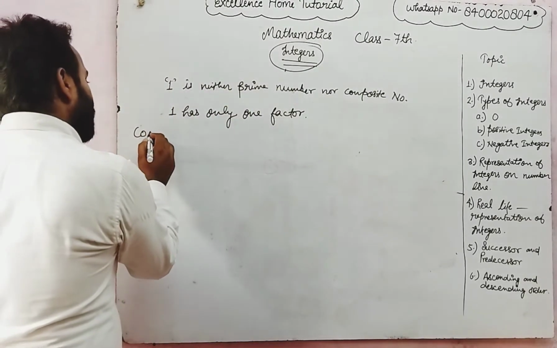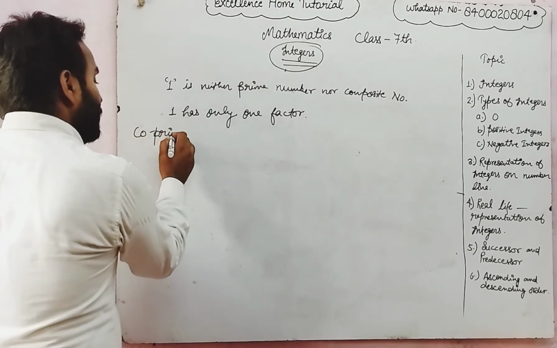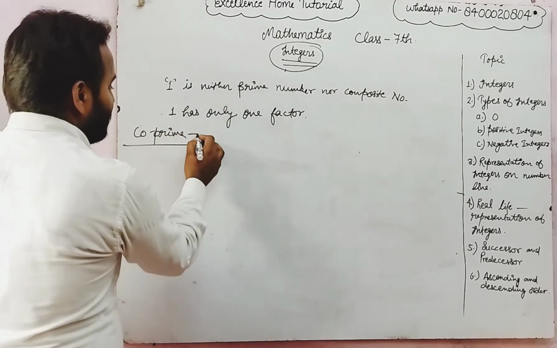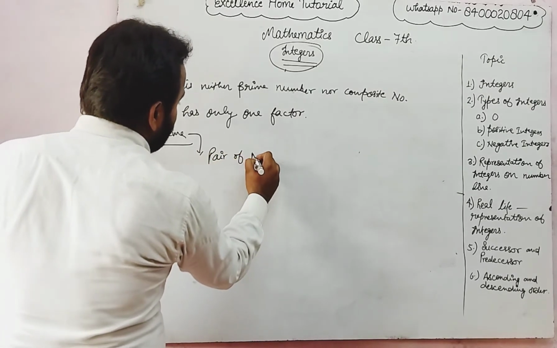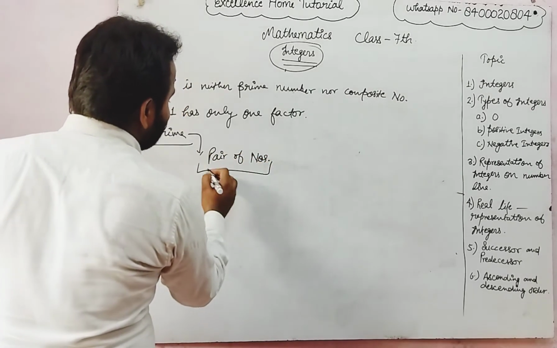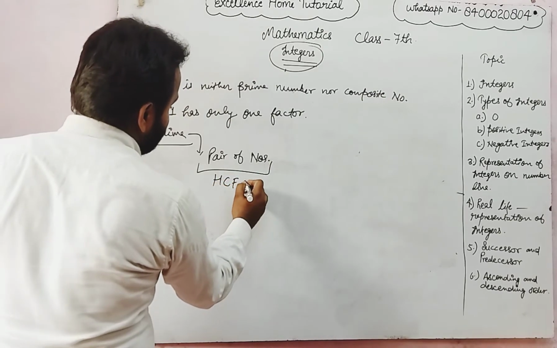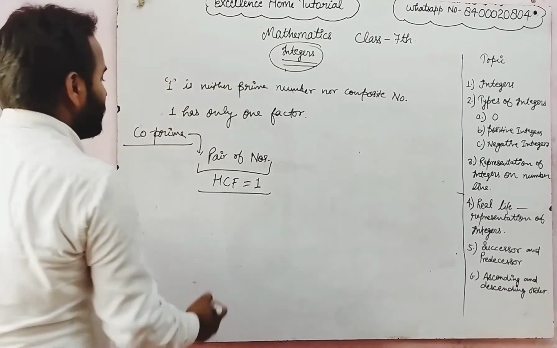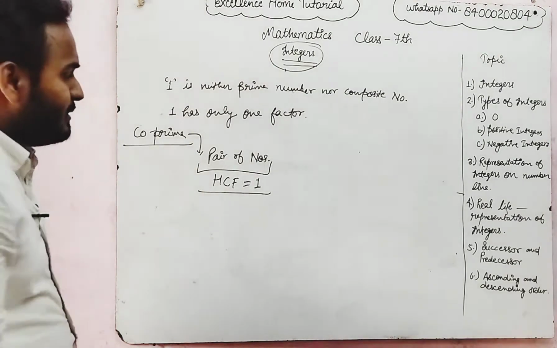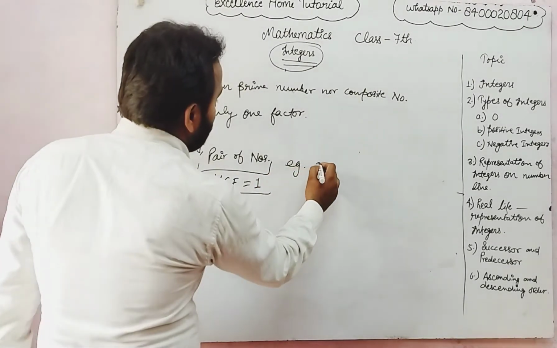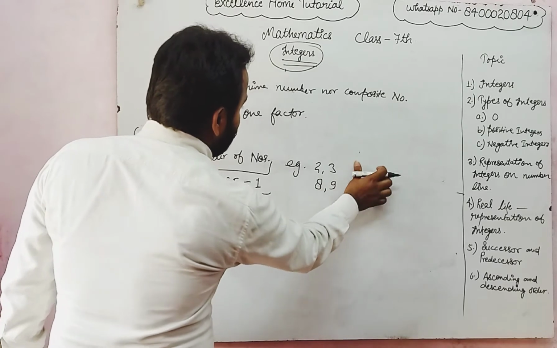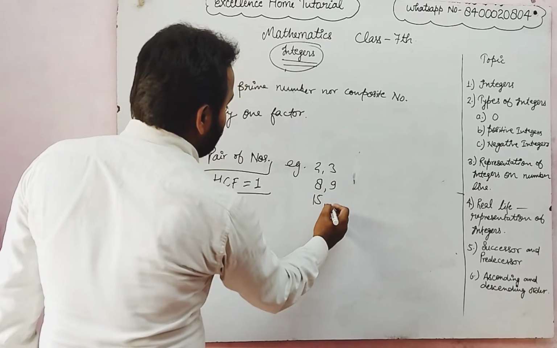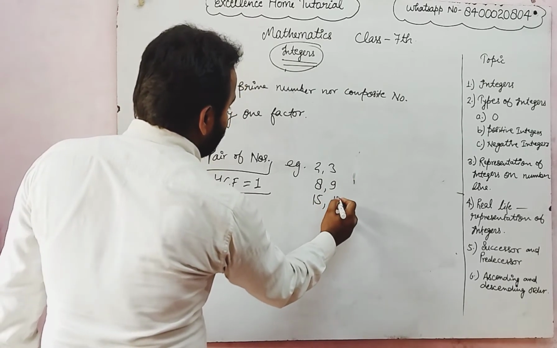The next is co-prime numbers. Co-prime numbers are a pair of numbers whose HCF is 1. Whose HCF is 1 are called co-prime numbers. For example, 2, 3; 8, 9; 15, 17.